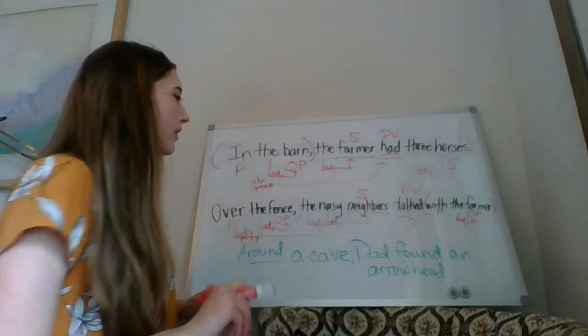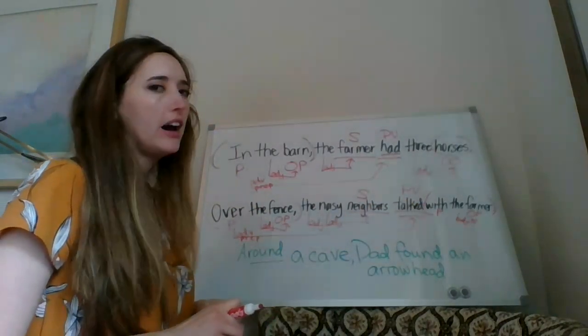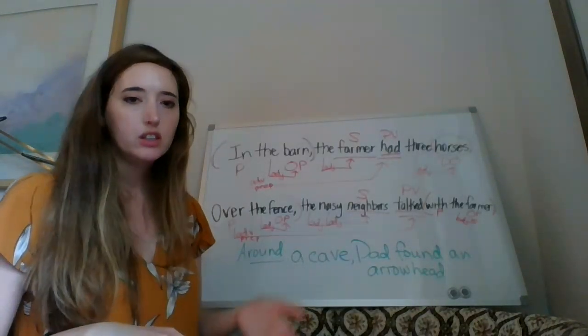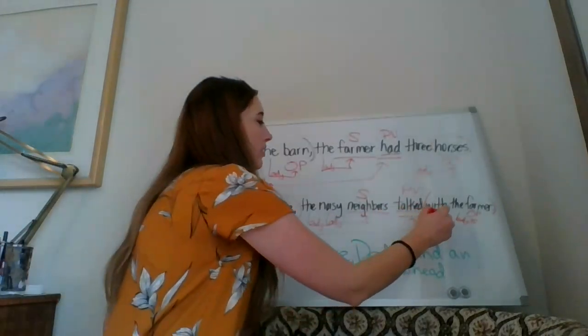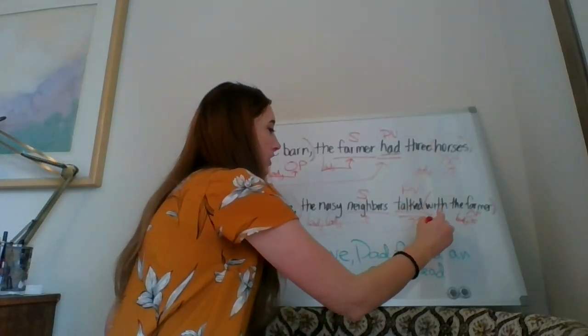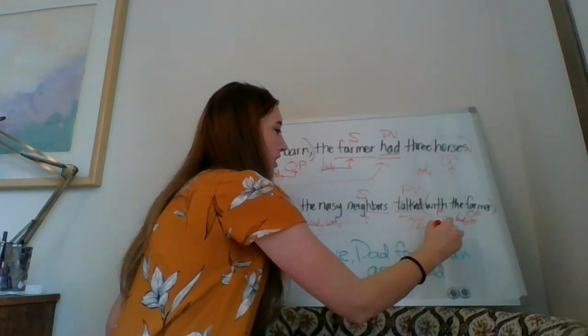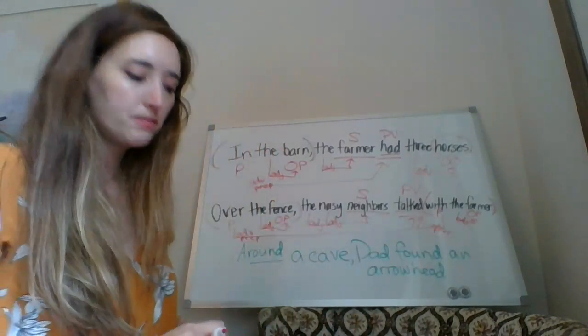And then with the farmer. Does that tell us how the neighbors talked, when they talked, or where they talked? Let's say how they talked again. With the farmer tells us how the neighbors talked. It is an adverbial element because it modifies a verb. It is an adverbial prepositional phrase.